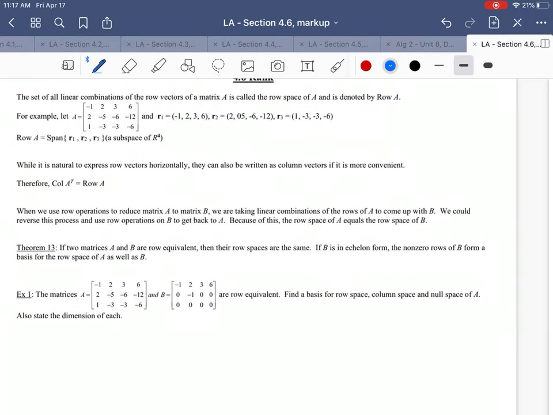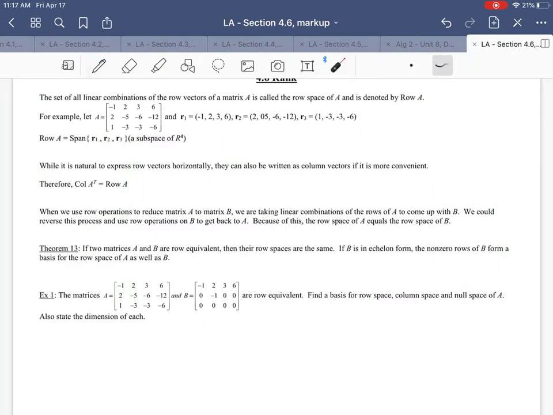All right, so this first little bit right here, it says the set of all linear combinations of the row vectors of a matrix is called the row space, just like before we had column space, now we have row space, and you write it by saying Row A. So for example, if you have a matrix like that matrix there, rows 1, 2, and 3, that's how you would write that.